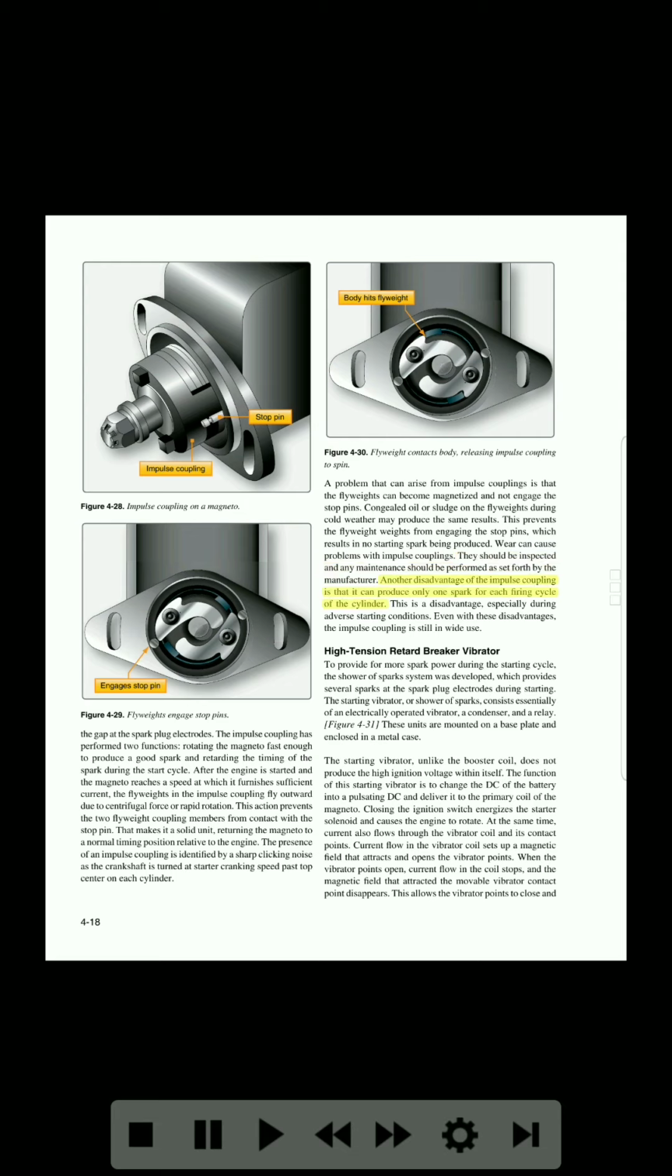Another disadvantage of the impulse coupling is that it can produce only one spark for each firing cycle of the cylinder. This is a disadvantage, especially during adverse starting conditions. Even with these disadvantages, the impulse coupling is still in wide use.